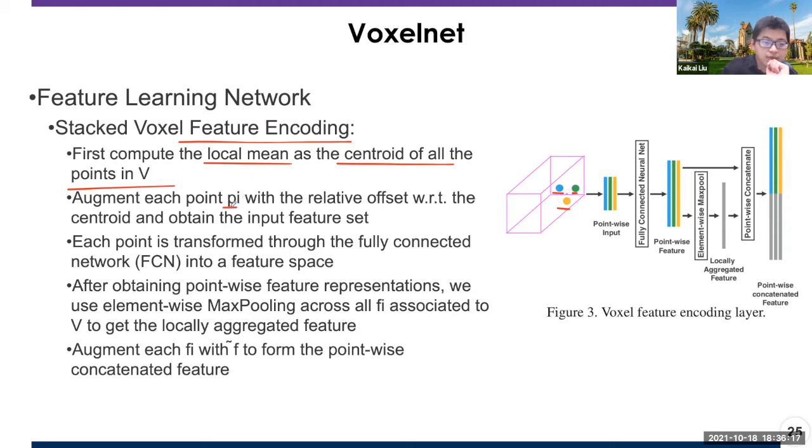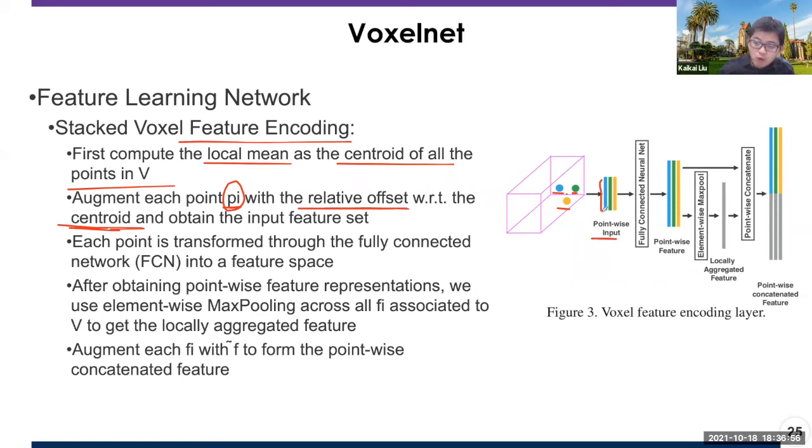Then for every point pi, we also augment it by adding an additional feature. The additional feature is a relative offset with respect to the centroid. So every point previously only had a feature x, y, z, right? And now they also have an additional feature relative to the centroid inside this voxel. Okay, then they add more features, right? Previously only x, y, z. Now they have x, y, z, and relative to the centroid. More features. It's like a point-wise feature.